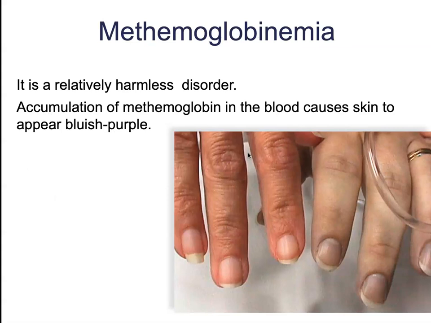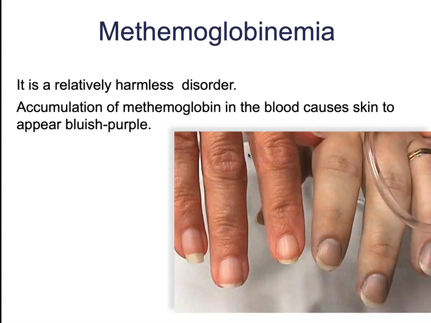Like I said, there are several disorders out there. Methemoglobinemia is a relatively harmless disorder. It's an accumulation of methemoglobin in the blood, and it causes the skin to appear a bluish purple. It is an example of an autosomal recessive disorder. We have hemoglobin in our blood that is our carrier of oxygen. But with this disorder, the hemoglobin is converted very slowly to methemoglobin. It's just a bluish form of the protein, and it can't convert it back. It's essentially harmless. It just leads to that bluish tint.